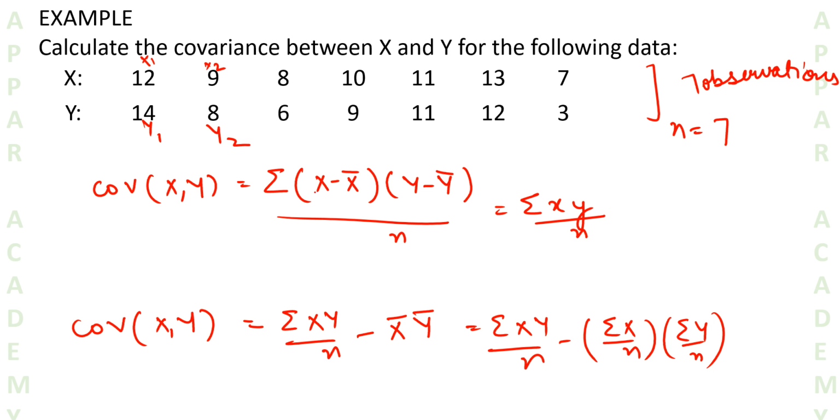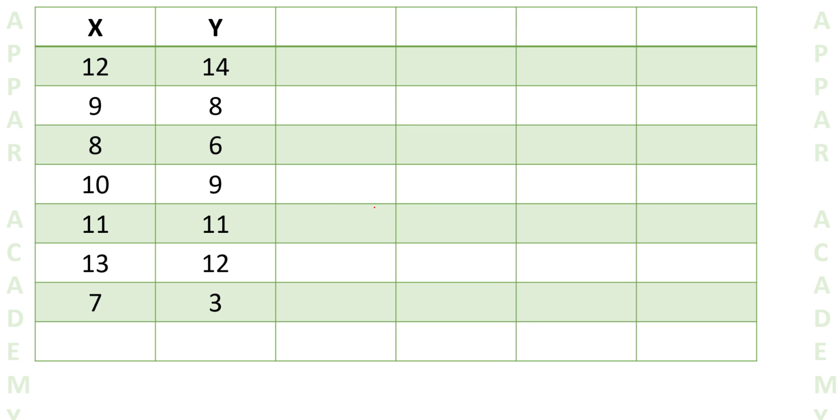So we need x minus x bar, right? So let's just write down what all stuff we need. We need x minus x bar, y minus y bar, right? So for this, first of all, we need x bar and y bar. And then we need x minus x bar, y minus y bar, right? So let's start writing down. First of all, let's find x bar, y bar. So this is x and this is y.